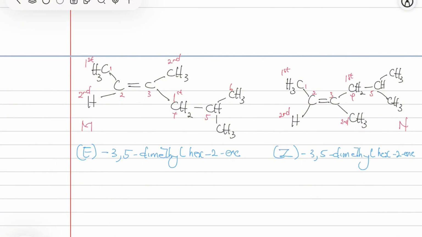Then it is 3,5-dimethyl because we have the 2 methyl groups at position 3 and position 5 of the parent chain, which is hex that contains 6 carbon atoms. It is 2-ene because the double bond is at position 2 of the parent chain.